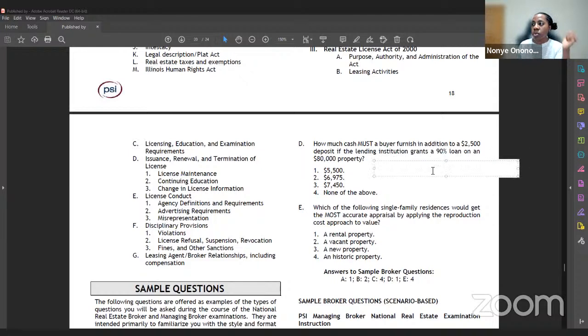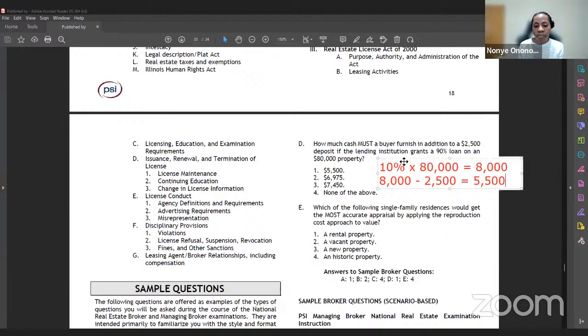So 10% of 80,000 is 8,000. Okay. And then 8,000 minus 2,500, and that gives you 5,500. Okay, so our answer would be this 5,500 is the other amount that we have to bring to closing.